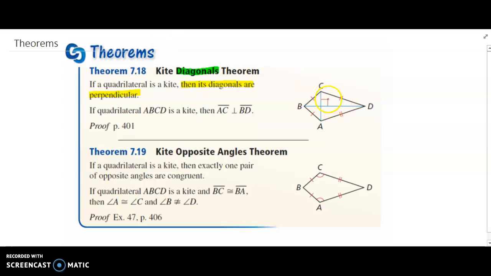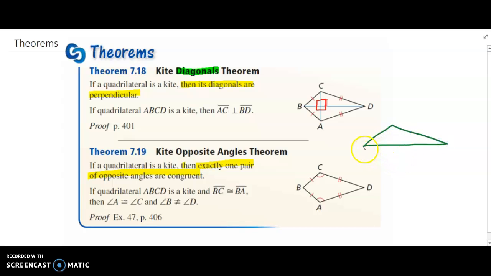Okay, so remember what perpendicular means. Perpendicular means it crosses at a right angle. So each of these are right angles. Okay, the kite opposite angles theorem tells us that if a quadrilateral is a kite, exactly one pair of opposite angles are congruent.